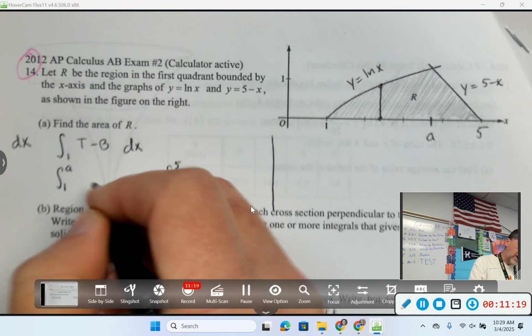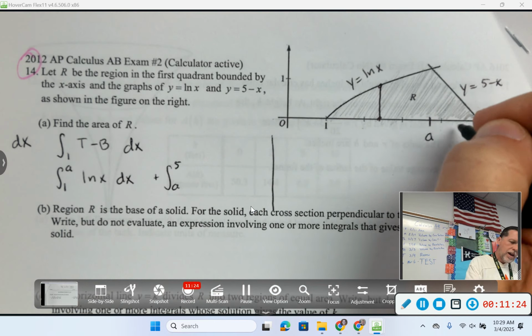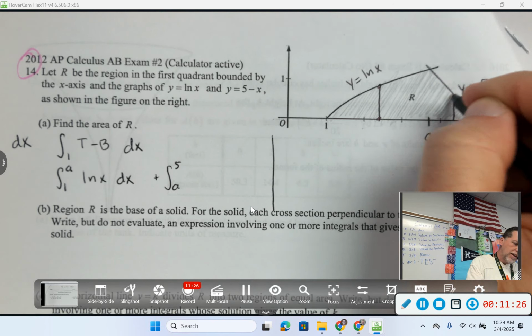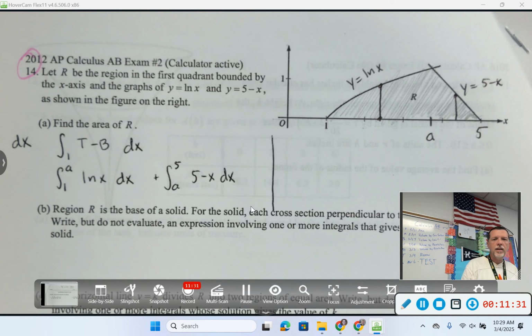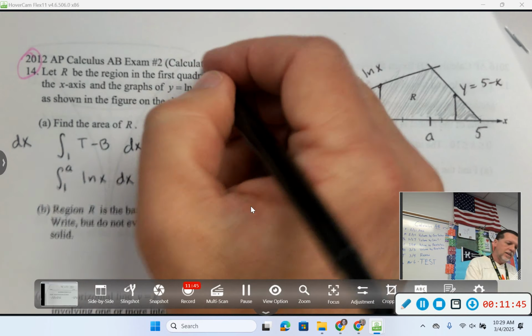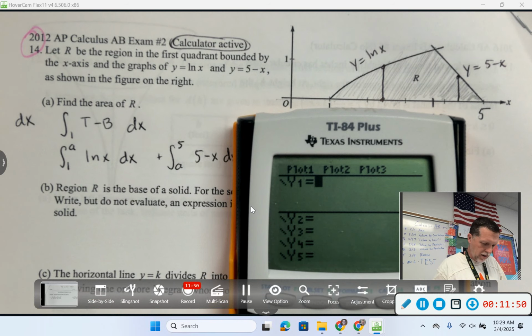And from 1 to A, the top is natural log of x. And from A to 5, the top is 5 minus x. I'm still not quite ready yet, because how do I figure out what A is? How do I figure out where they intersect? Especially if I have a calculator. Let's put them both in the calculator and let the calculator tell us where they intersect.